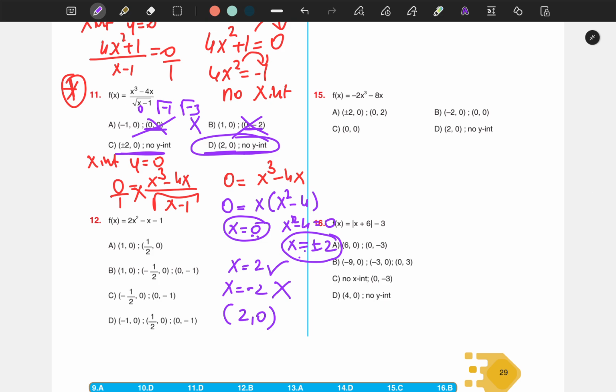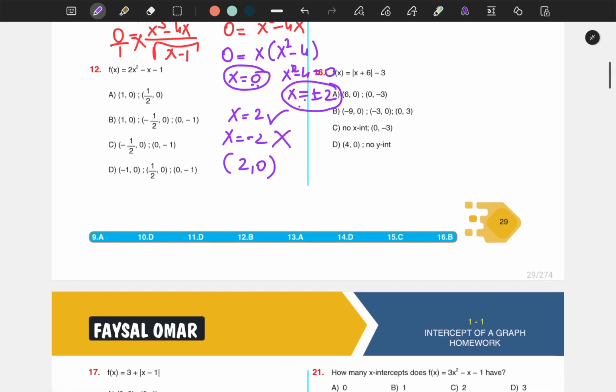Okay, guys, let me continue. Question number 12. Okay. Again, for y-intercept, x must be 0. Let me check. If I replace 0, I replace. What's left? Negative 1. Yani x is 0, y is negative 1. Which one? X is 0, y is negative 1. We have it. This cancel. This is yes.